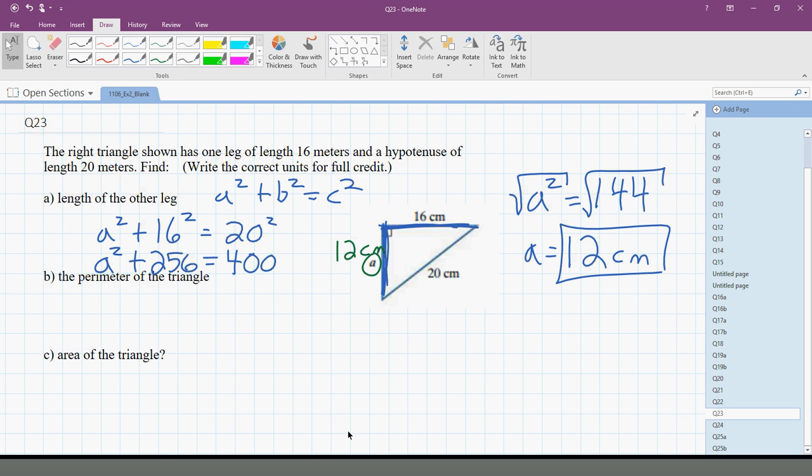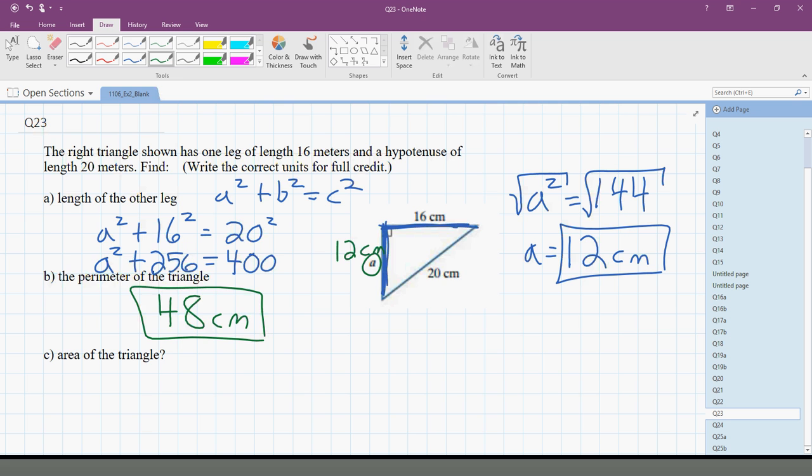We have to add them all. Add them all up. Take 12 plus 16 plus 20. What do you get? Add it all up around the outsides. That will find perimeter. 12 plus 16 plus 20. 48. 48 what? 48 centimeters. Good.